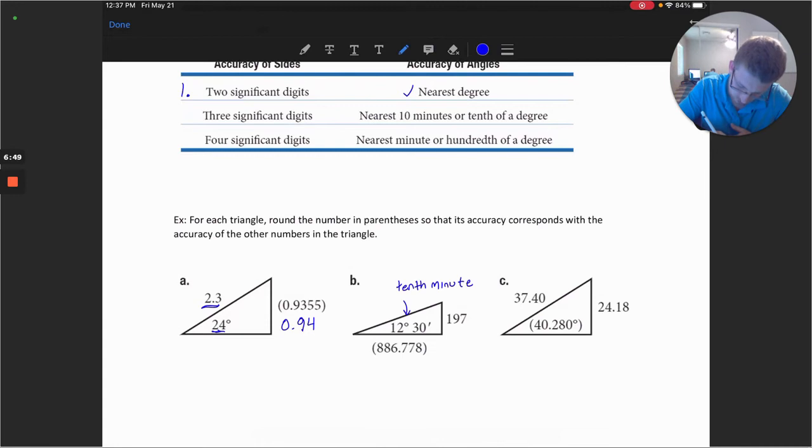And we have three significant figures for the 197. So we're really in, I think, option number 2 here. Three significant figures or digits for the side lengths. And so we'd want to round this off to three significant figures, which would make this 887 for that parentheses side length.